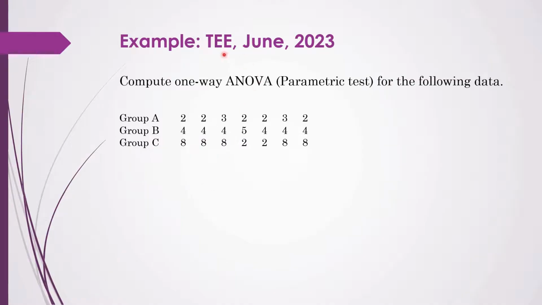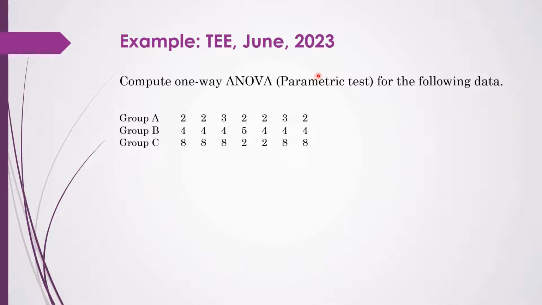Let's solve our first question. This question appeared in the term end examination of June 2023, and the question reads, compute one-way ANOVA parametric test for the following data. We know why ANOVA is called a parametric test, and this has nothing to do with solving this question, so you can just ignore this phrase here.